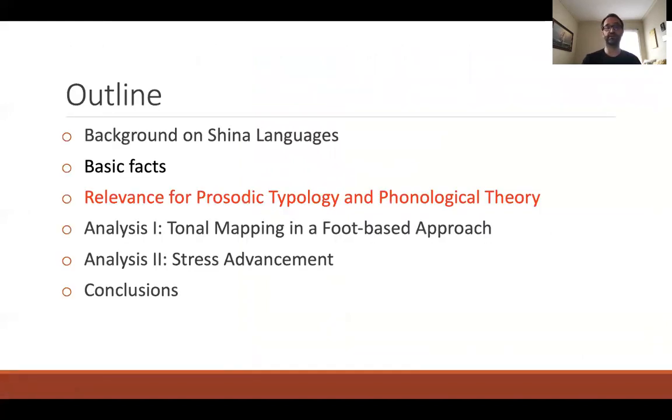So those are the basic facts. There have been long debates on how to account for these types of phenomena, for tonal contrasts that are restricted to stressed syllables.